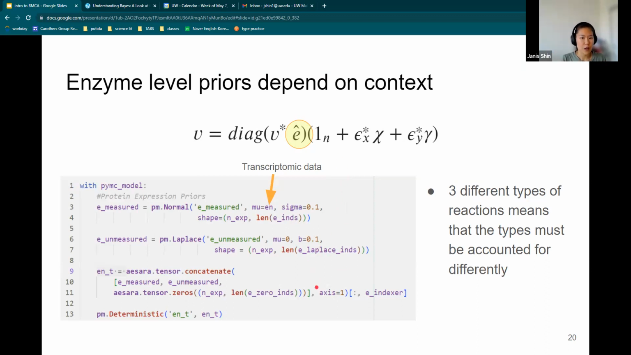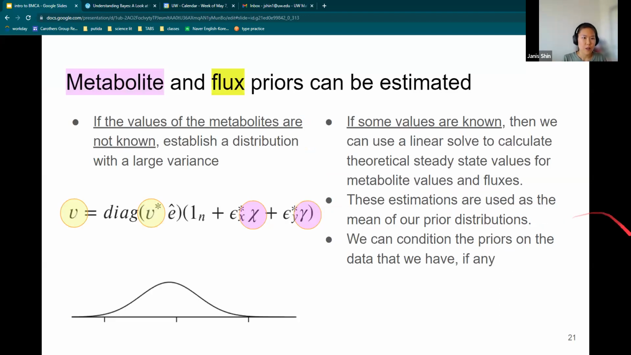And then we also have zeros for our enzyme priors, because those are reactions that are outside of our system, and so we just assume that they don't exist. So basically there are 3 different types of enzyme priors that you have to take into account. And for metabolite and flux priors, if the values of the metabolites are not known, we just establish a distribution with a large variance.